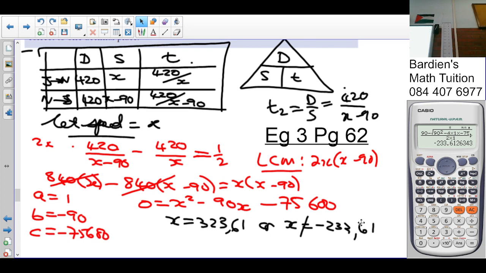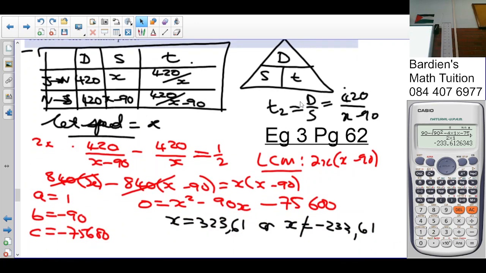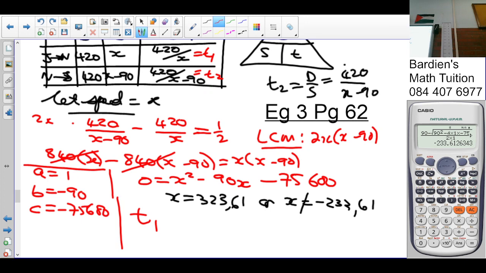No. So reading the question says, calculate the time taken for each journey. So in other words, I must calculate the time from Nelspruit. Let's call this T1 and T2. So T1, from Johannesburg to Nelspruit, is going to be 420 over 323,61. And then the time taken from Nelspruit to Johannesburg is going to be 420 over 323,61 minus 90.